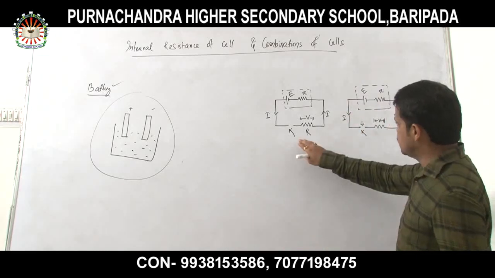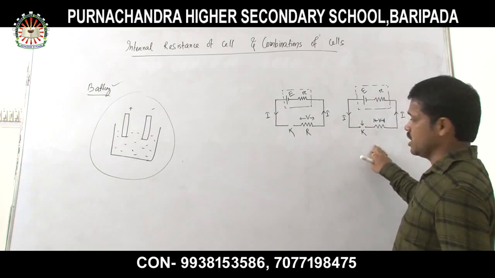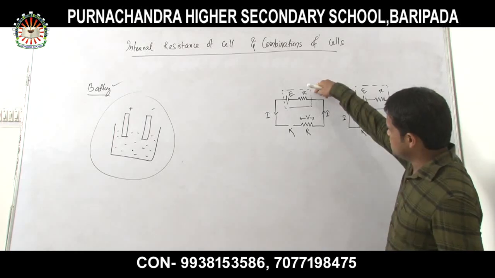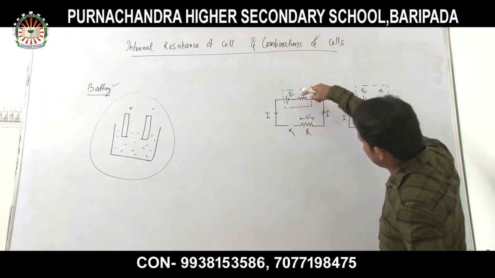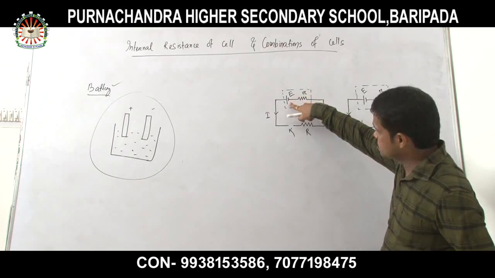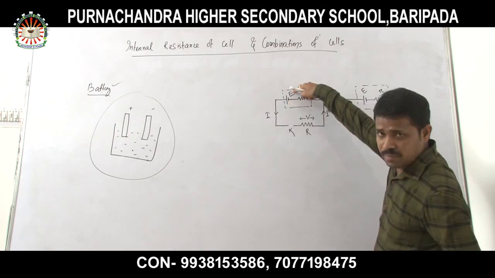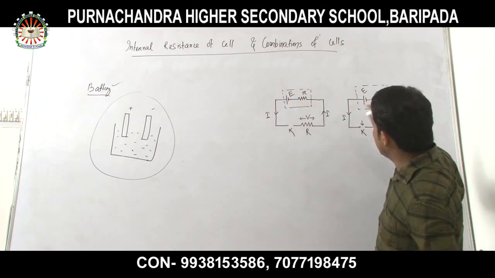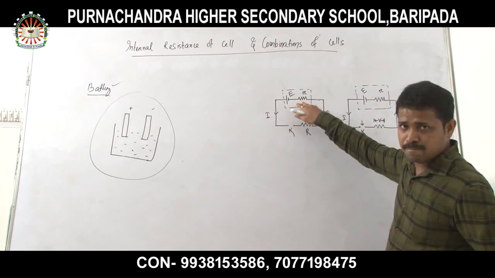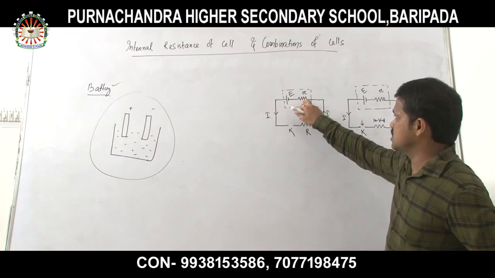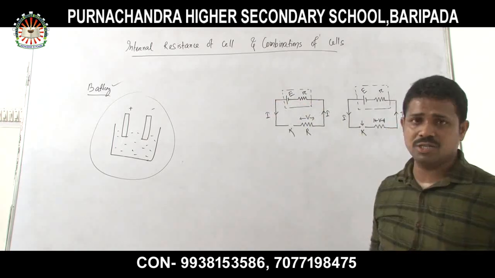So look at these two figures very carefully. In the first figure, there is a cell having an EMF E, and this cell has a resistance r. Let us discuss this r. This small r is called internal resistance.